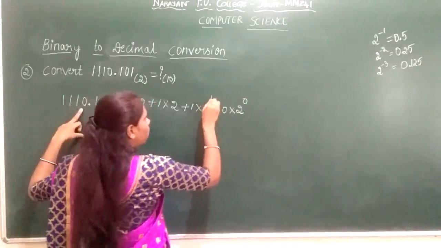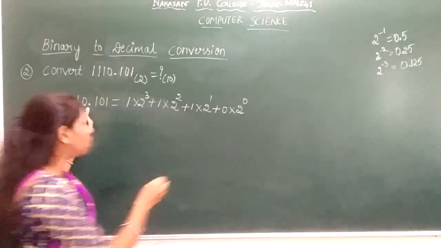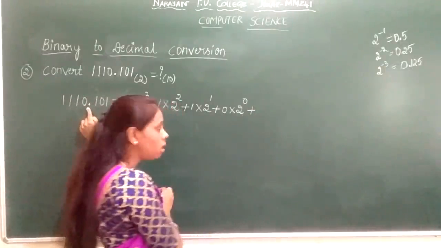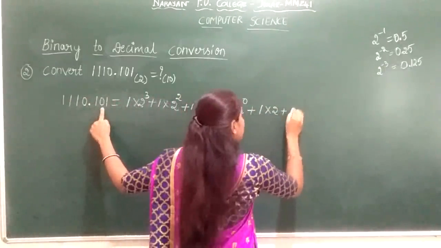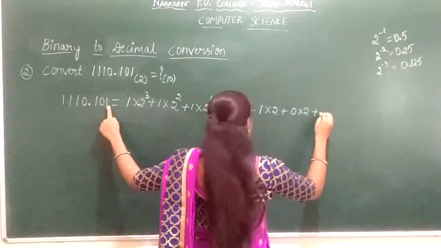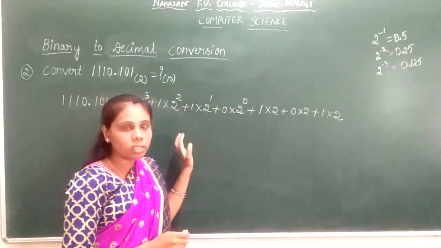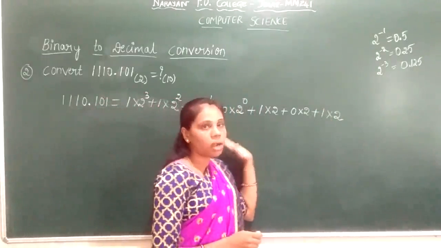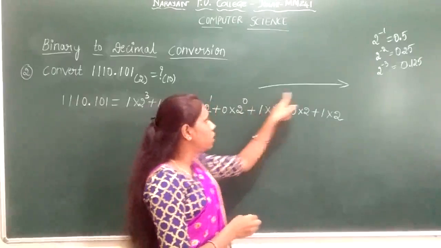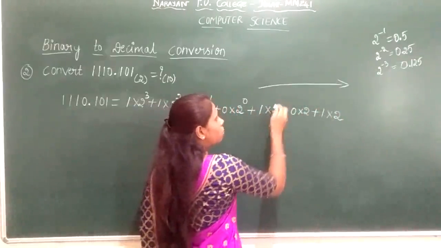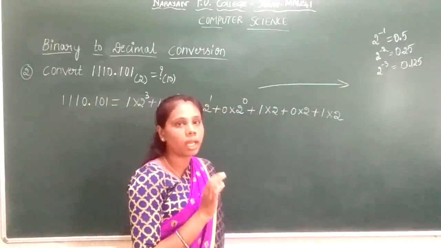So 0, 1, 2, 3. Next you have a fractional part, that you also need to join by adding the plus sign. Now you have 1 into 2 plus 0 into 2 plus 1 into 2. Now after the decimal point, the positional values will start from left to right. That means you need to represent the positional values in this direction. You need to start from here. Always after the decimal point, the positional values will start from a negative sign.